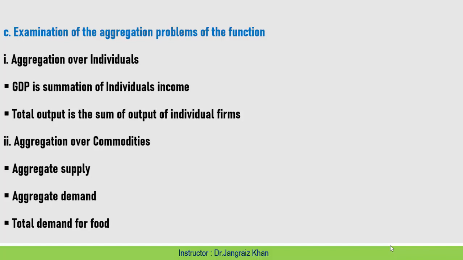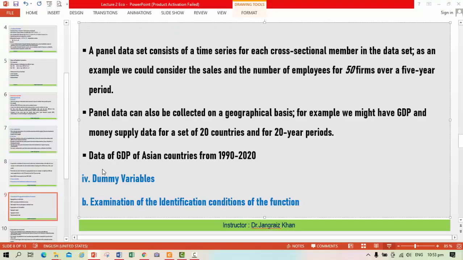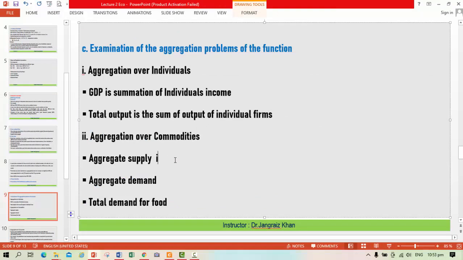Similarly, aggregation over commodities. Aggregate supply is the summation of the output of individual firms in a country. So it is aggregate supply. Similarly, aggregate demand is the sum of the individual demands.